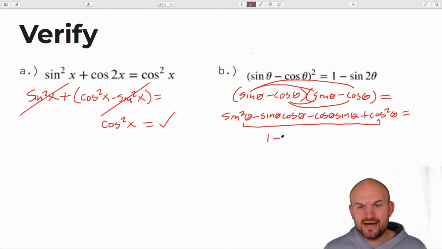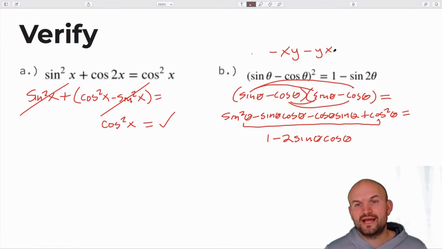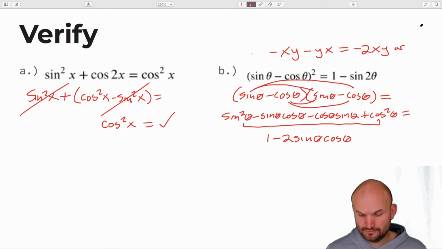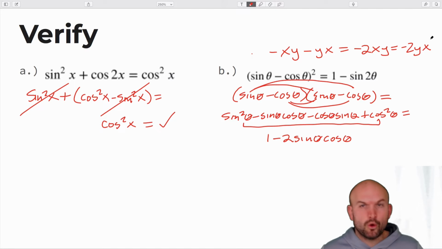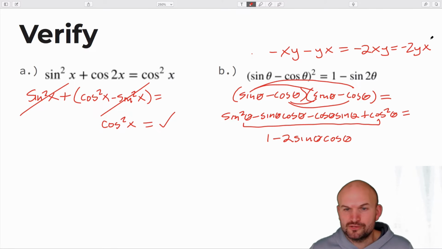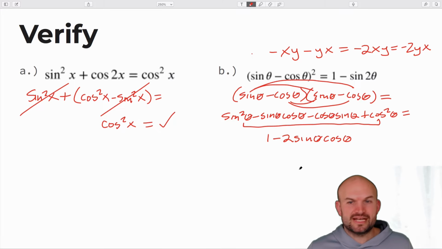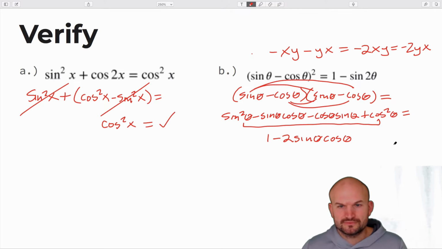So we can say minus 2 sine of theta cosine of theta. And again, it's like the same thing, guys. It's like if I have x minus y minus yx. Well, that's equal to a negative 2xy, which is also equal to a negative 2yx. So the order on multiplication is not going to matter. It's the commutative property. So we can rearrange these any way we want to. And just remember, if we have a negative when we're subtracting, that's going to be that negative 2.